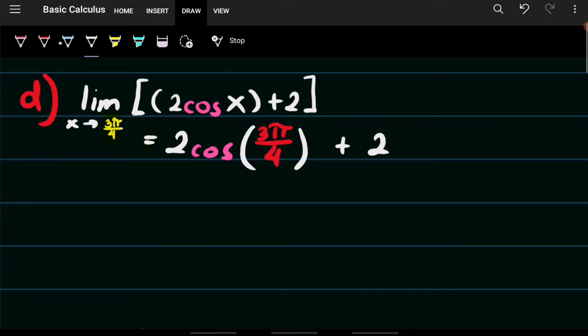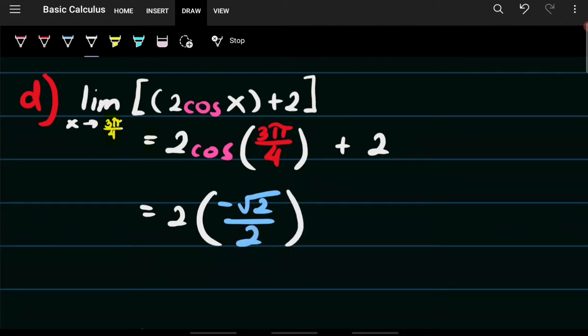Now the question is, what is the value of cosine 3 pi all over 4? I think that is equal to negative square root of 2 all over 2. So let's rewrite. This will give us 2 times cosine 3 pi all over 4, which is negative square root of 2 all over 2, and then copy the remaining term, plus 2.